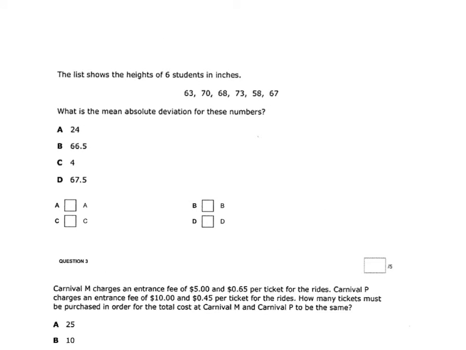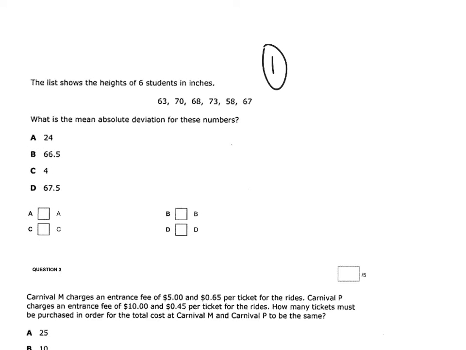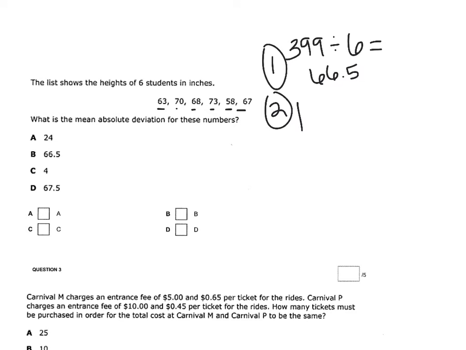Okay, mean absolute deviation on number 2. Same thing. Step 1, add them all up. So 63 plus 70 plus 68 plus 73 plus 58 plus 67. When I add them, I get 399, and I need to divide by 1, 2, 3, 4, 5, 6. And that is 66.5. Okay, step 2, the absolute deviation, I'm sorry. Subtract 66.5 from every single number in the list. So on math, num, abs, 66.5 minus 63 gives me 3.5.